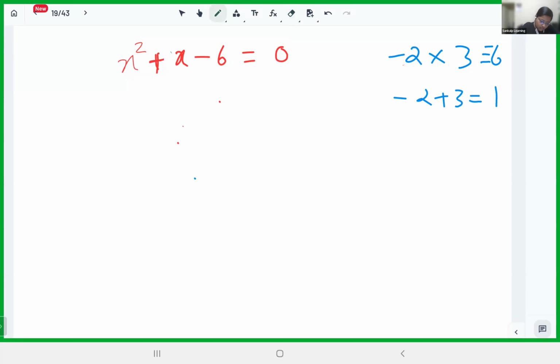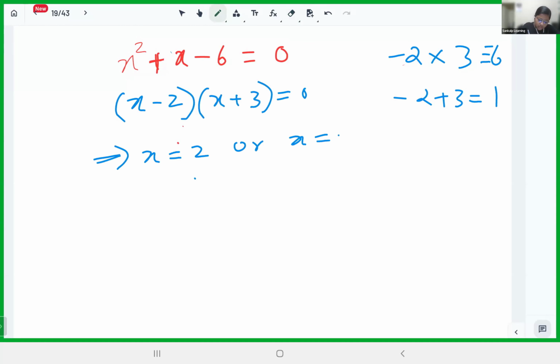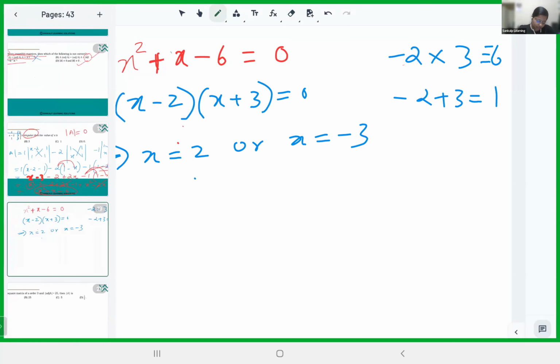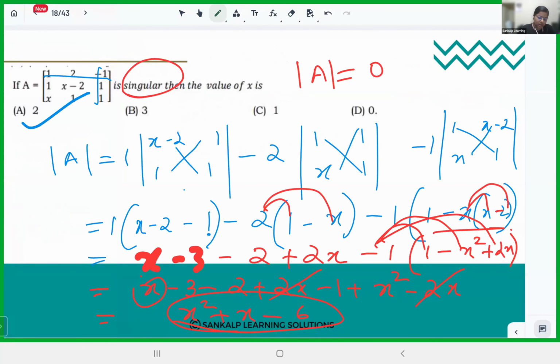So you can split this as x minus 2 into x plus 3 equal to 0, which implies x equal to 2 or x equal to minus 3. All right. So which is the option? It can be x equal to 2 or x equal to minus 3. Minus 3 is not in the option, which means you can take the value of x as 2. So option A is right. All right, now we are moving on to the next question.